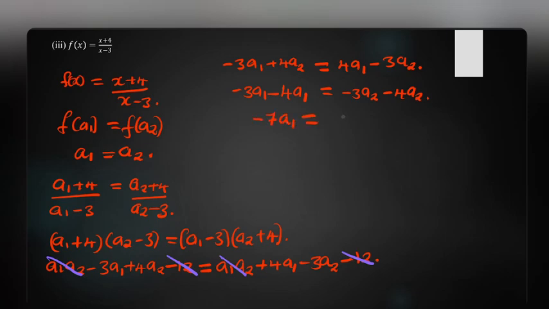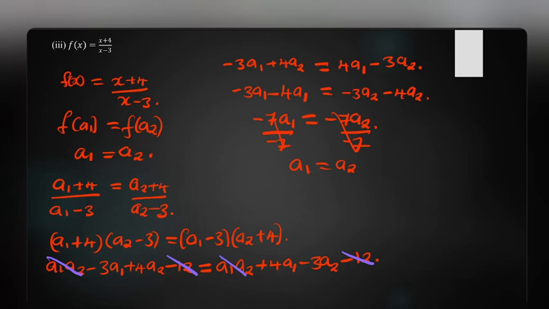Then this will be equal to negative 3a2 minus 4a2. This will give us negative 7a2. Then here you can see that we can divide by negative 7 on both sides. Then we have a1 equal to a2. Therefore, this is a one-to-one function.